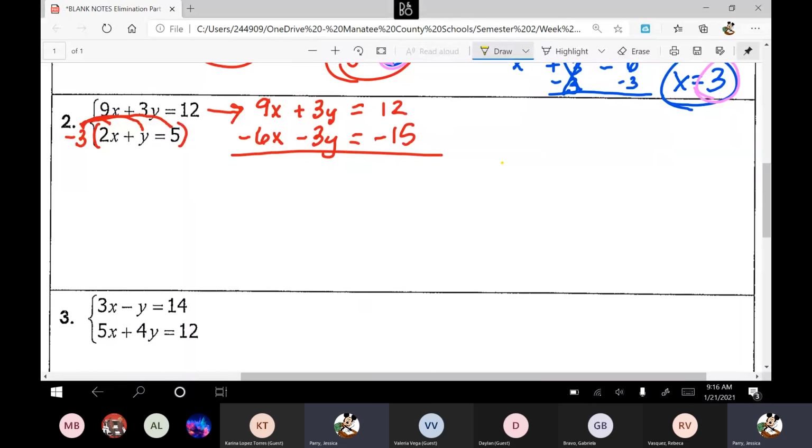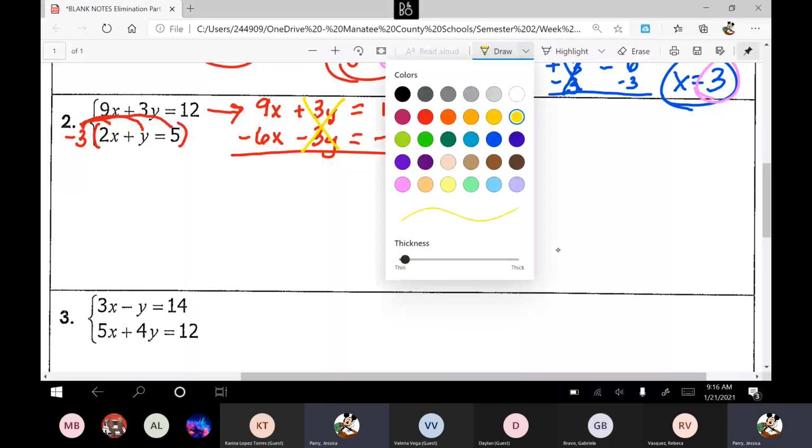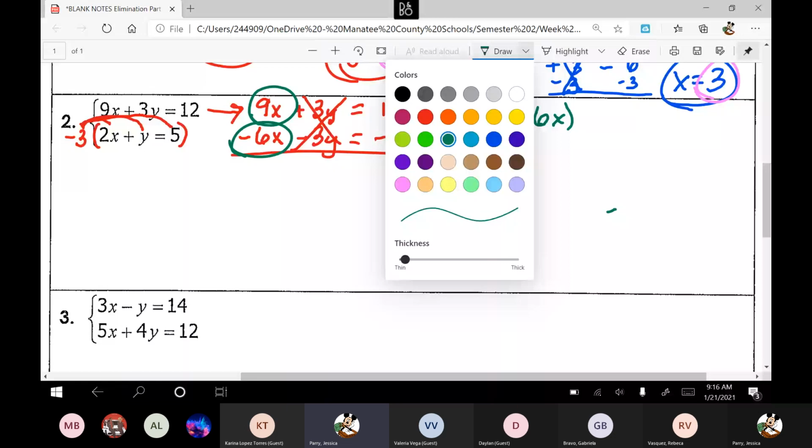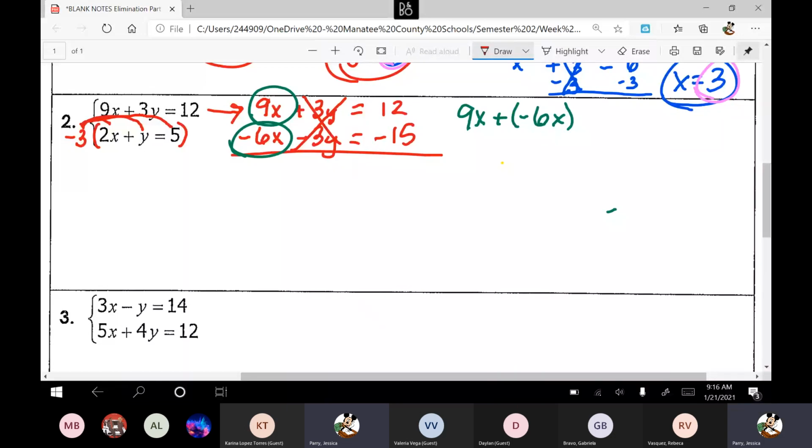Let's go ahead and eliminate our y values. I'm going to do red. We know we're going to eliminate our y values. So let's go ahead and add up the rest of our problem here. 9x plus negative 6x. What is 9x plus negative 6x?